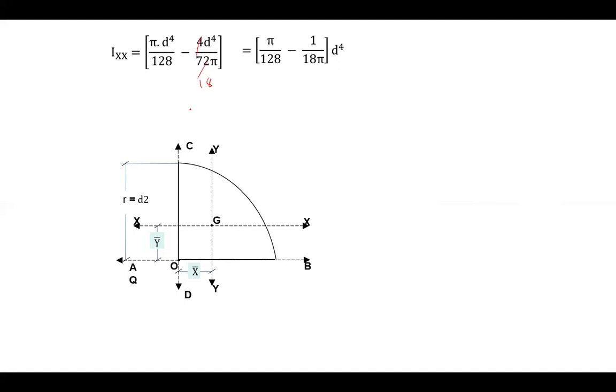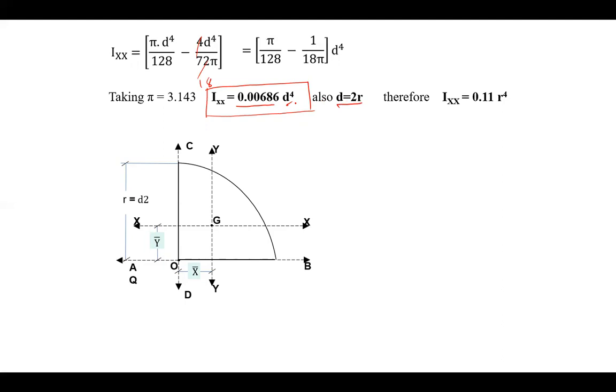Next, taking pi equal to 3.14, you can substitute and you will get the value of the moment of inertia about Ix equal to 0.00686 d to the power 4. That is the moment of inertia about the central axis. And if you substitute d equal to 2r, then it will become Ix equal to 0.11 r to the power 4.